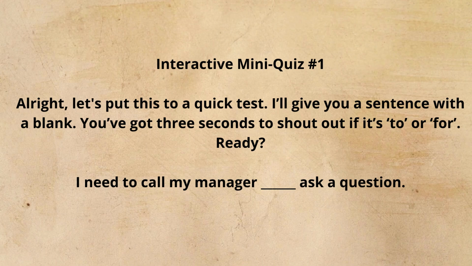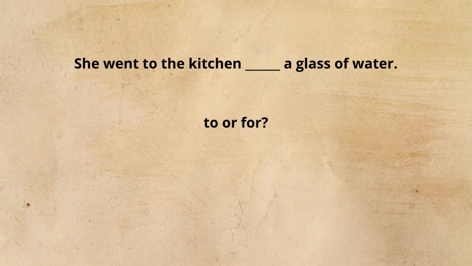Ask a question. It's to, because ask is a verb. She went to the kitchen with a glass of water. It's for, because a glass of water is a noun.